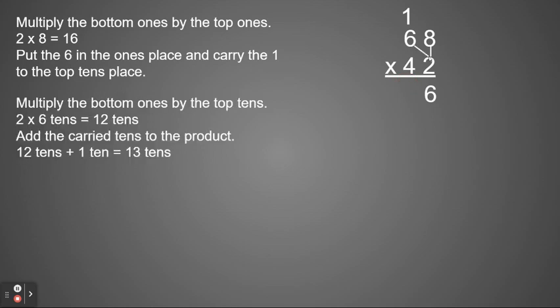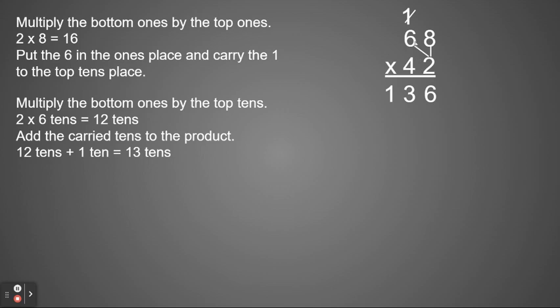Next, we're going to multiply the bottom ones by the top tens. So 2 times 6 tens. 2 times 6 tens is 12 tens. Then since we have one 10 that was carried over, we need to add that on. So now we'll have 12 tens plus 1 ten is 13 tens. Notice I'm saying 13 tens because I'm going to put my 13 in the tens place. So far my product is 136.